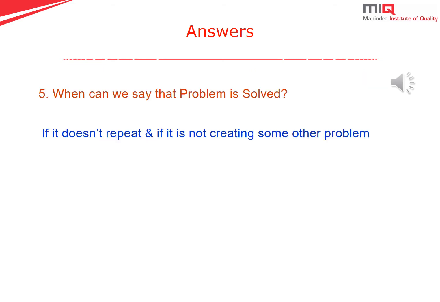Question number five, when can we say that the problem is solved? A problem is solved when it is not repeating. That means the results are sustainable. And also it is not creating other problems. That means no adverse side effects.